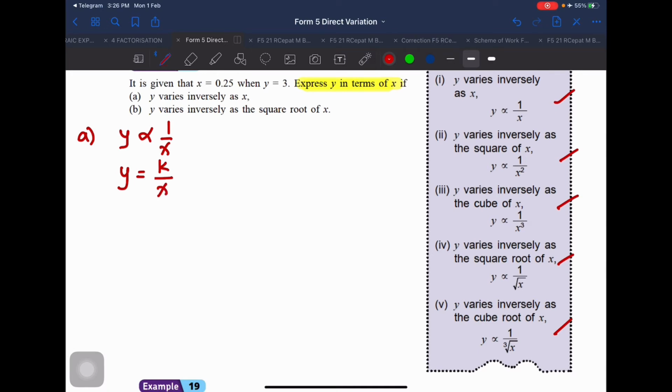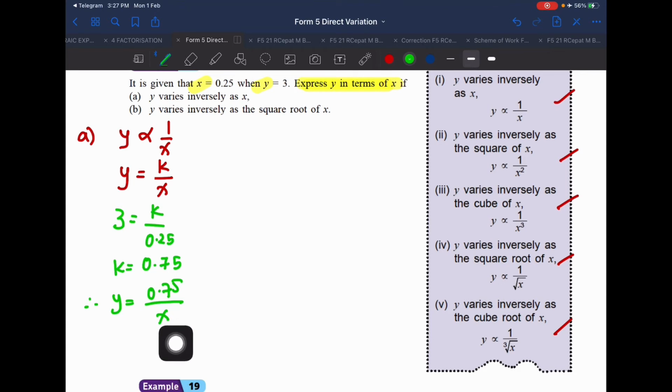Now, first we need to find the value of k by substituting the given value of x and y into this equation. So y, which is 3, is equal to k over x, which is 0.25. So the value of k is 0.75. So we know that y is equal to, you need to substitute back the value of k, 0.75 over x. Okay, that's it. So this expresses y in terms of x.